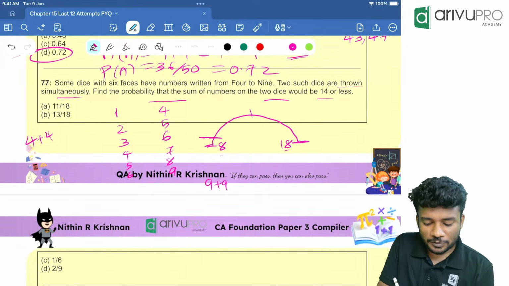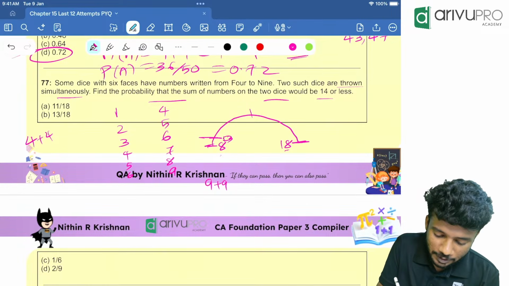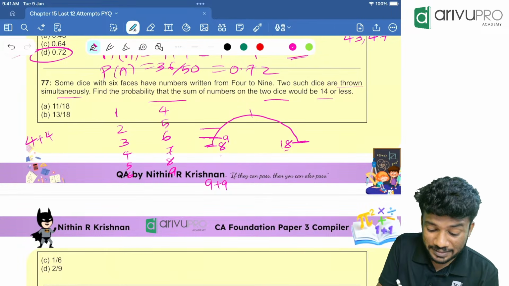People, second was what? 3. 3 plus 9 is how much? 13. Sorry, 3 plus 9 is how much? 9. 3 plus 6 is how much?